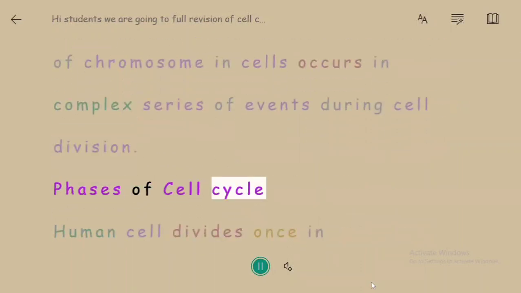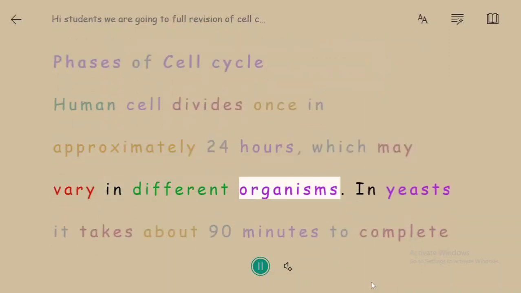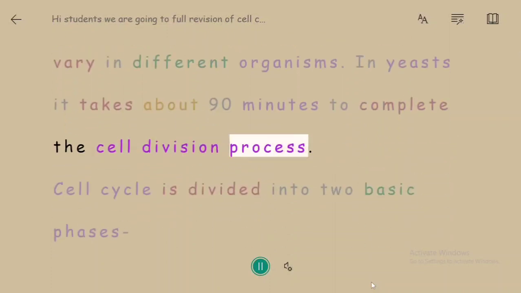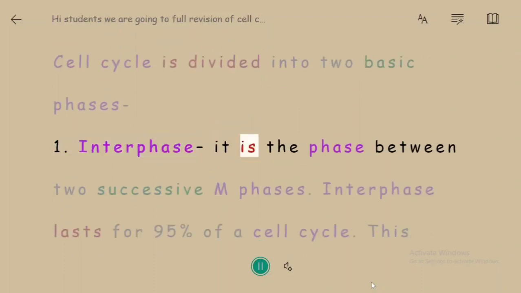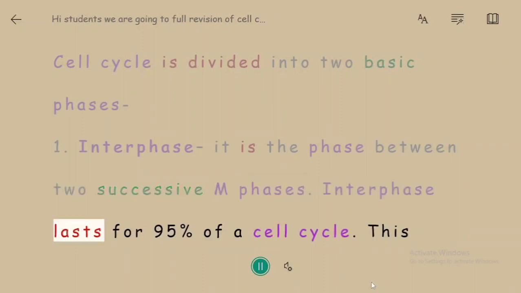Phases of cell cycle. A human cell divides once in approximately 24 hours, which may vary in different organisms. In yeasts it takes about 90 minutes to complete the cell division process. Cell cycle is divided into two basic phases. 1. Interphase. It is the phase between two successive M phases. Interphase lasts for 95% of a cell cycle.